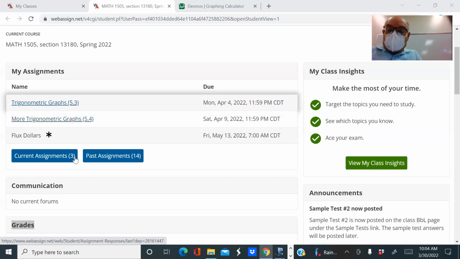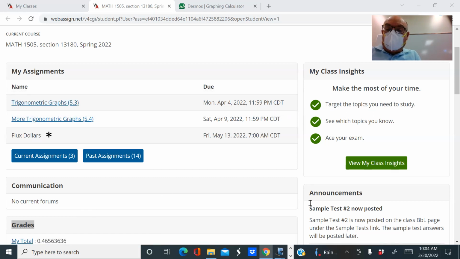And the sample test is posted as I mentioned last time. There's an announcement in WebAssign that says the sample test is posted. I do have the solutions ready, but I have not posted those yet. But I will sometime, probably this weekend, post the solutions to the sample test. And I'll send an email to you when those are posted. So be looking for those. Those will be in the Blackboard page, in the usual place, along with the sample test.